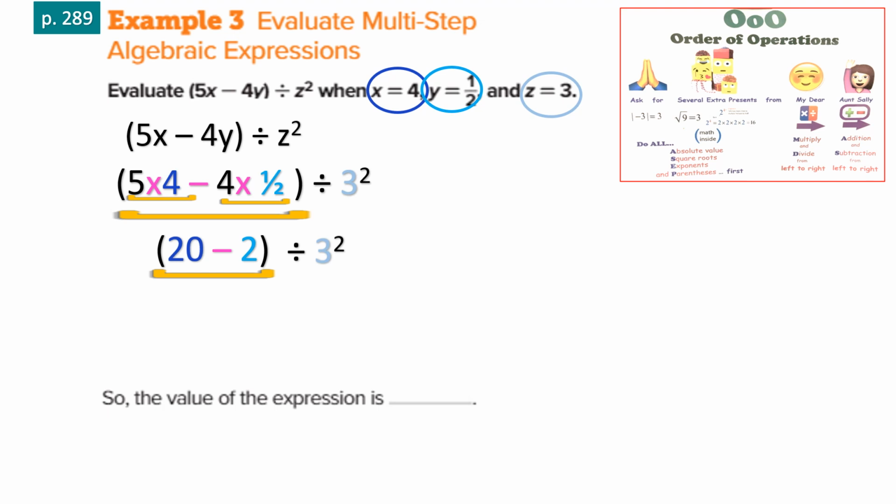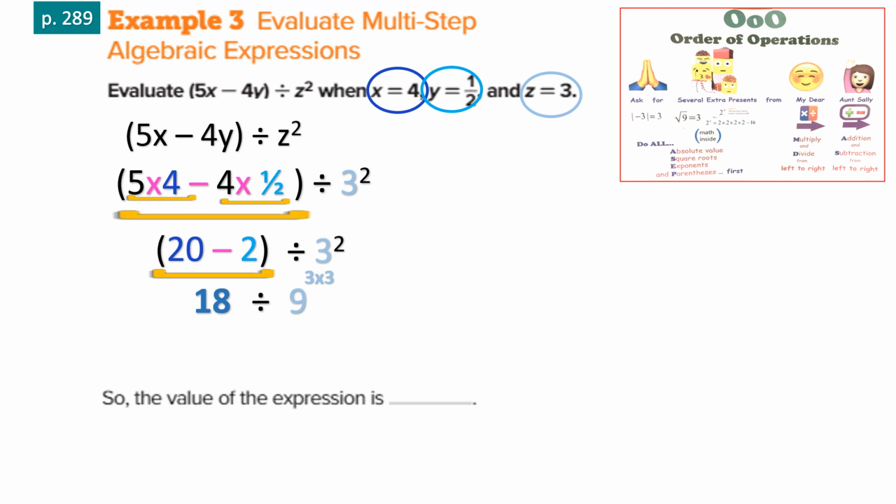18 is what you're going to get because 20 minus 2 is 18. Then I work on focusing on my 3 squared. So 3 times 3 is 9. If I did 3 squared first, I'm fine, because then 20 minus 2 is still 18. I just want to make sure I keep everything in the correct order.